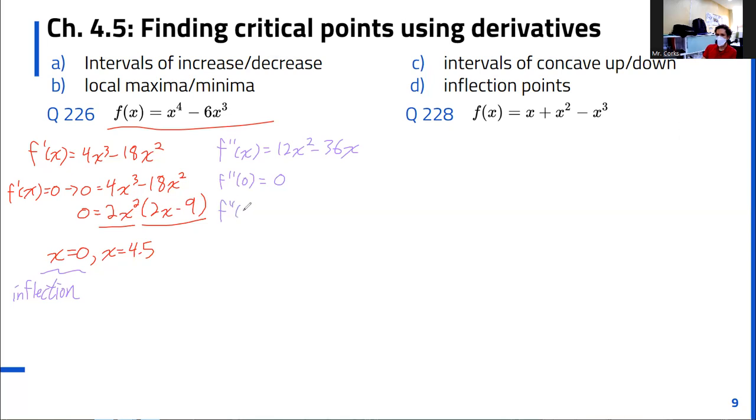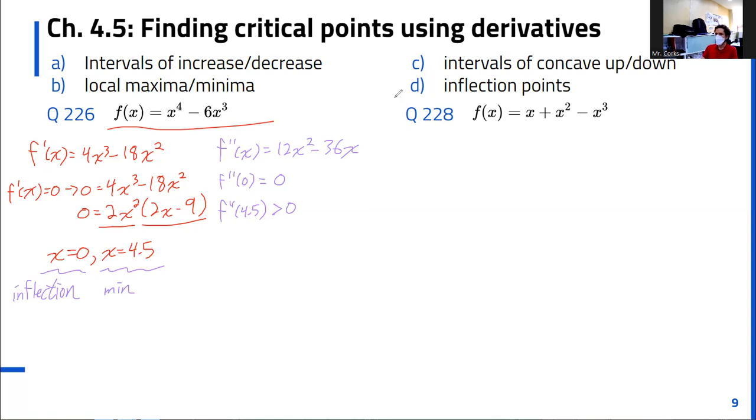F double prime of 4.5. We check our other one. All right, I'm not gonna write out the whole thing and all the substitutions. So 4.5 squared times 12 and 36 times, yeah, okay. The positive term would win here, be a little bit bigger. So the result of this is definitely a positive number. Don't really care what it is. I just need to know it's positive. So in that case, we are dealing with a minimum point here.